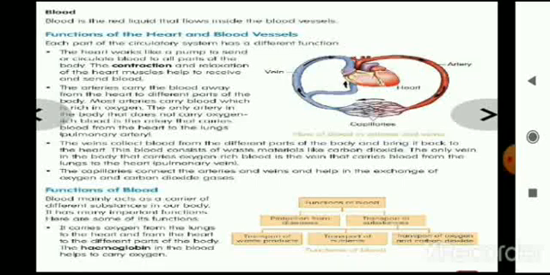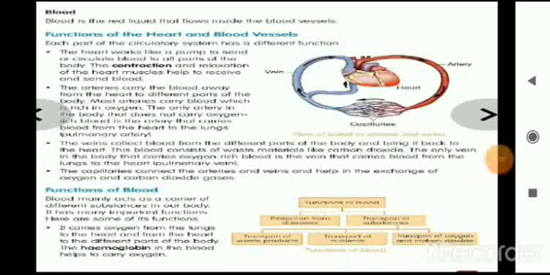Clear? And we know that arteries and veins are further divided into thin walled blood vessels. They are known as capillaries, right? And what are the functions of capillaries? Capillaries connect the arteries and veins and help in the exchange of oxygen and carbon dioxide gases inside our body. Okay?